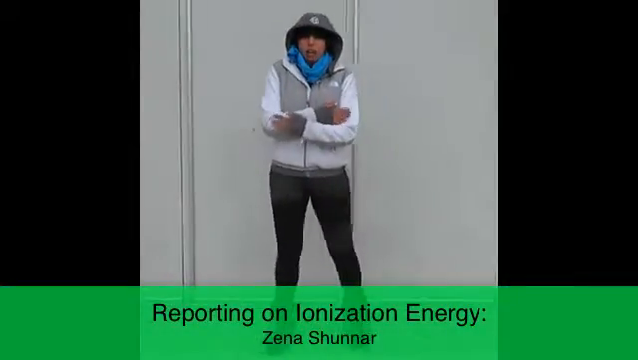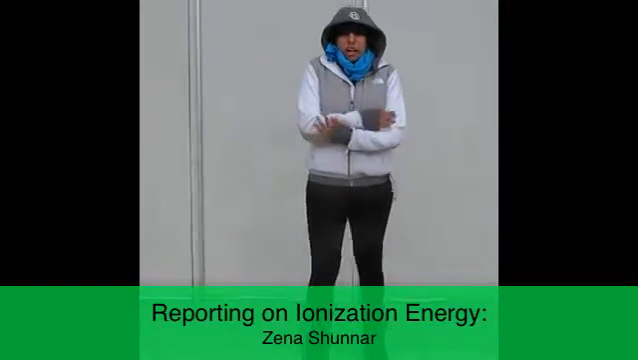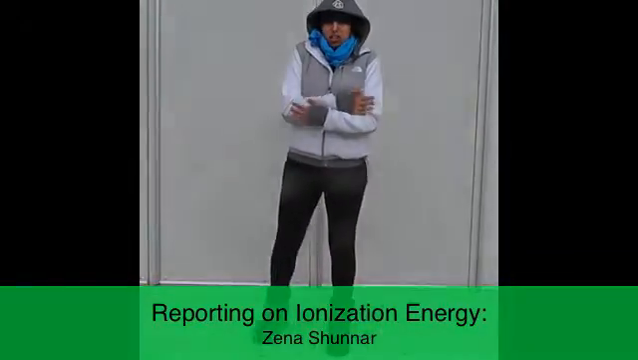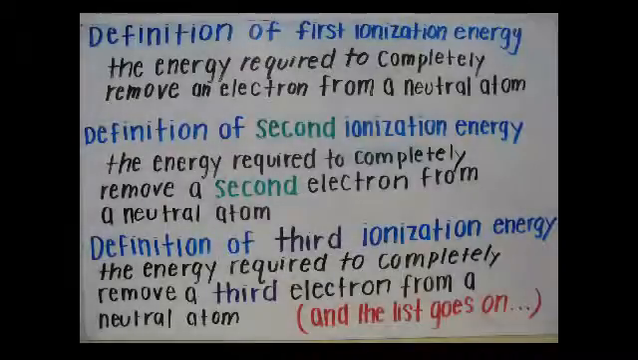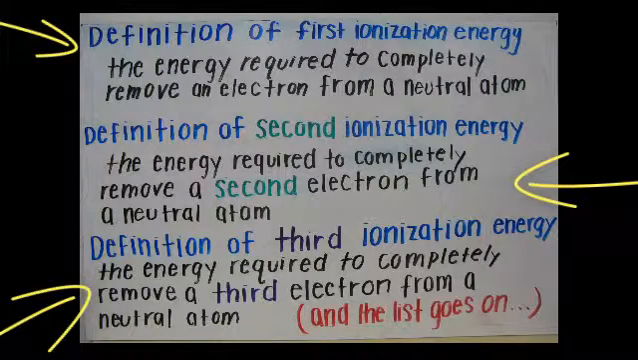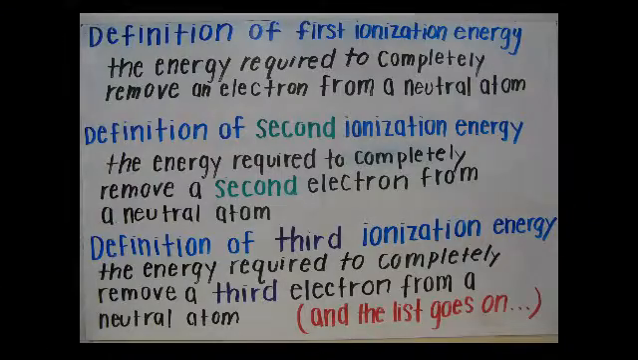Hi, I'm Zena. I'm reporting live from Antarctica, where today we'll be talking about ionization energy. First, ionization energy is the energy required to completely remove an electron from a neutral atom. Second, ionization energy is the energy required to completely remove a second electron from a neutral atom. Third, ionization energy is the energy required to completely remove a third electron from a neutral atom.